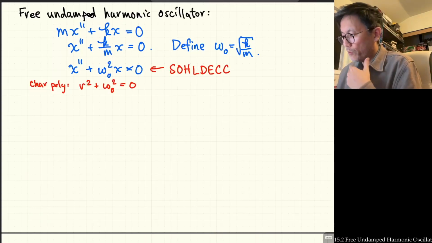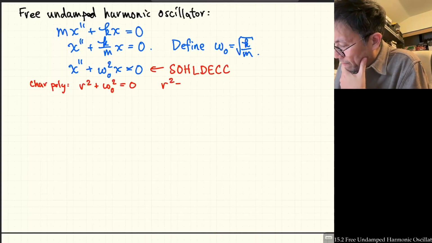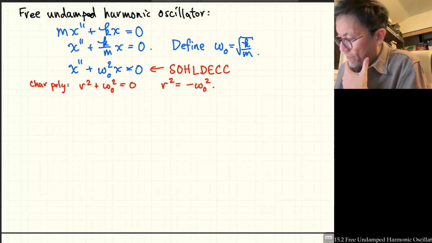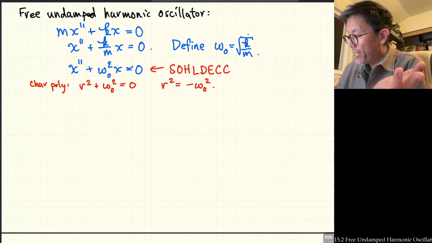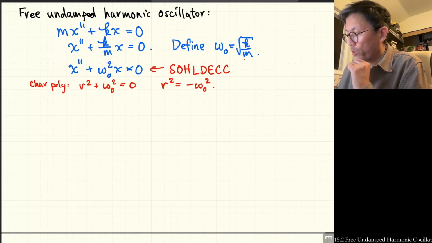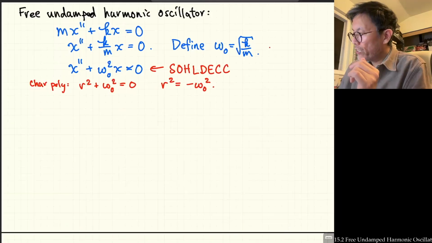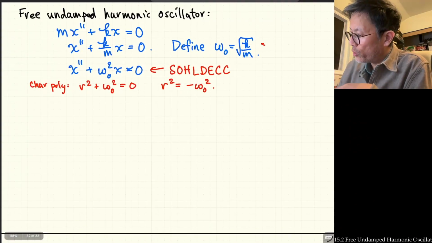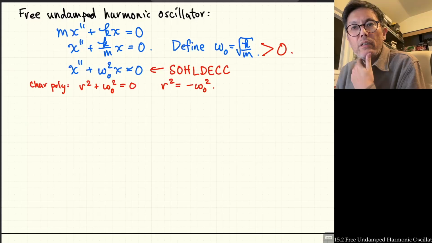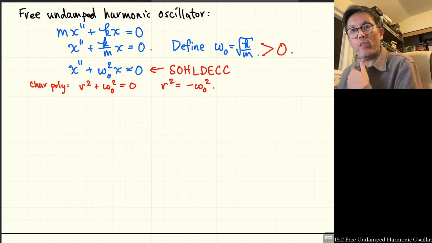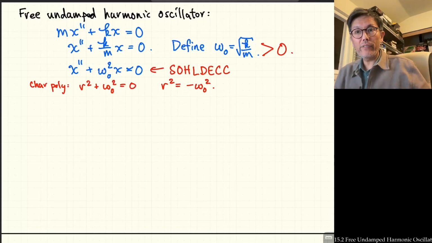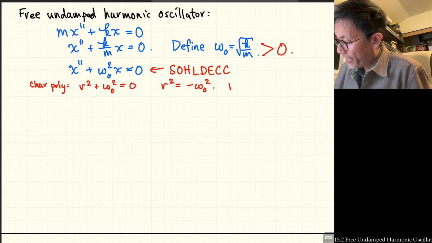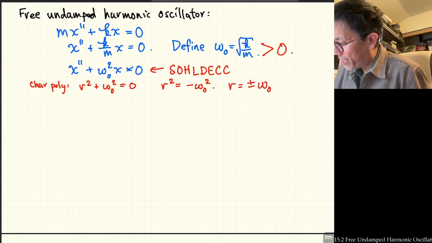How do we solve this? We subtract omega naught squared from both sides, and then we take the square root of both sides. Now, what is omega naught? Remember, omega naught is the square root of k over m. So in particular, this quantity, because k is not 0, is strictly positive. So negative omega naught squared is an honest to goodness negative number. It's not 0. It's negative. So of course what we're going to get is a complex conjugate pair of roots looking like r equals plus or minus omega naught i.